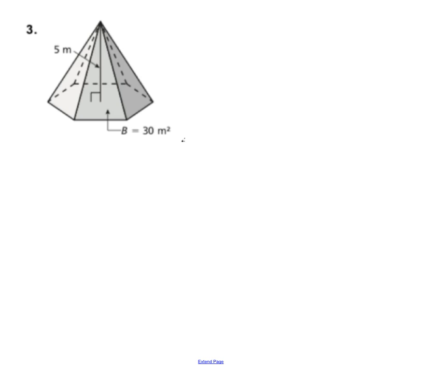This one is a hexagonal pyramid. Hexagonal because it has 1, 2, 3, 4, 5, 6 sides on my base. The base is a hexagon, so this is a hexagonal pyramid. Again, the volume of any three-dimensional prism is base times height.